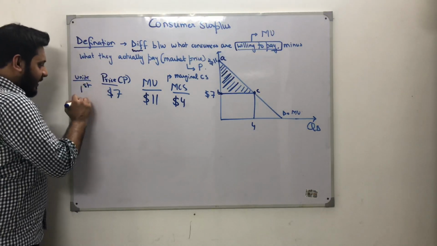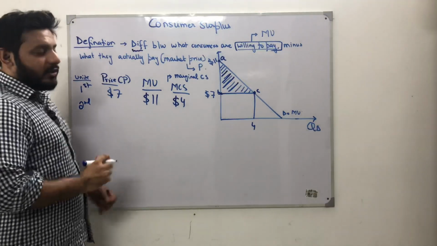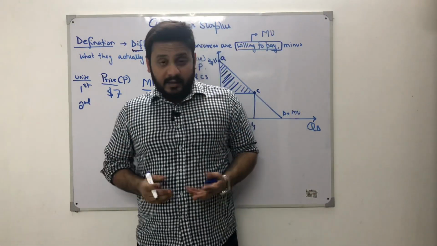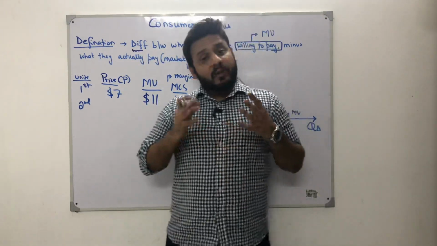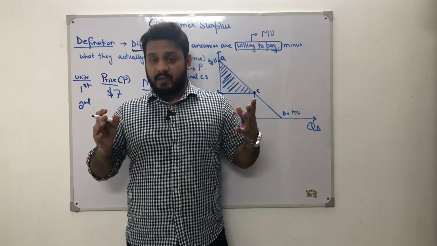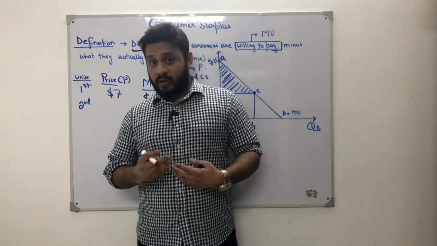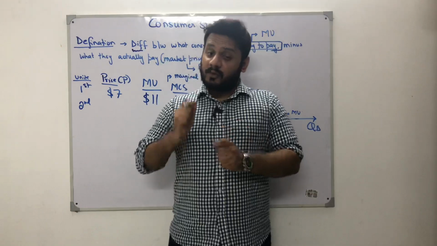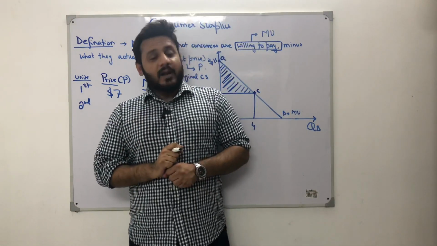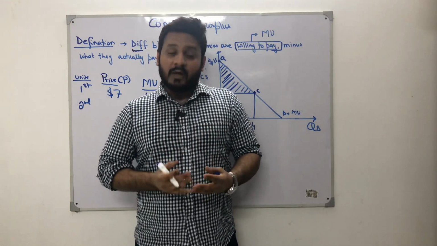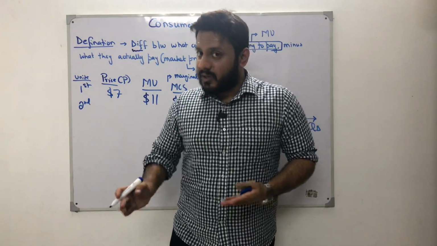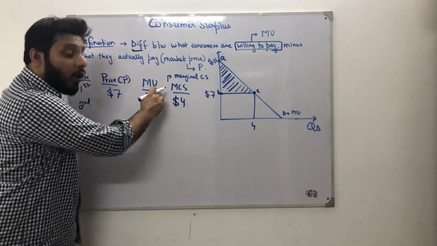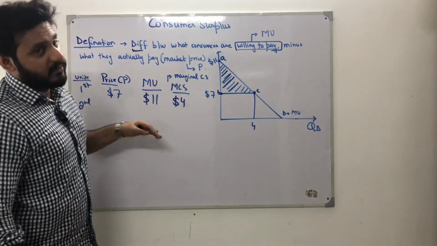Now the second unit of chocolate would obviously not yield the same satisfaction that the consumer received from the first chocolate, because we know the concept of diminishing marginal utility, which states that as you consume more and more chocolates, the additional utility you gain from an additional unit will decrease as more units are consumed. So the second chocolate would not yield the same utility as the first chocolate.